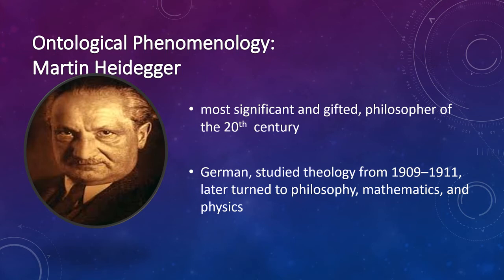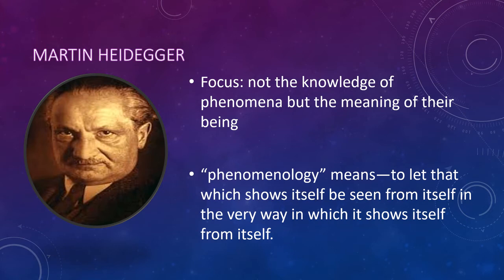Heidegger is considered the most significant and gifted philosopher of the 20th century. He was a German and studied theology. And later he turned to philosophy, mathematics, and also physics. The focus, he said, is not on the knowledge of the phenomenon, but the meaning of their being. He wrote the book Being and Time, and he is concerned with phenomenology in terms of being in this world and the concept of time.